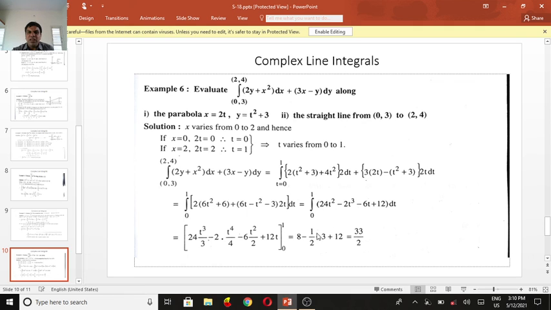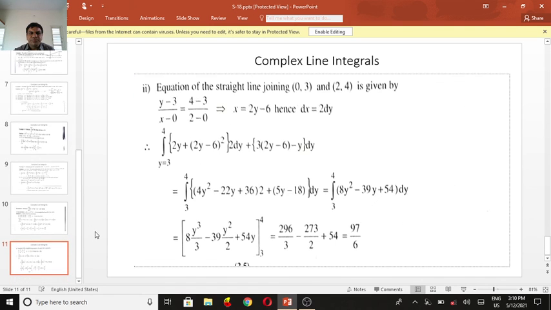So the integral for t from 0 to 1 of 24t² - 2t³ - 6t + 12 dt. Integrating with respect to t, we get 24t³/3 - 2t⁴/4 - 6t²/2 + 12t. Simplifying, we get 8 - 1/2 - 3 + 12, which gives 33/2.